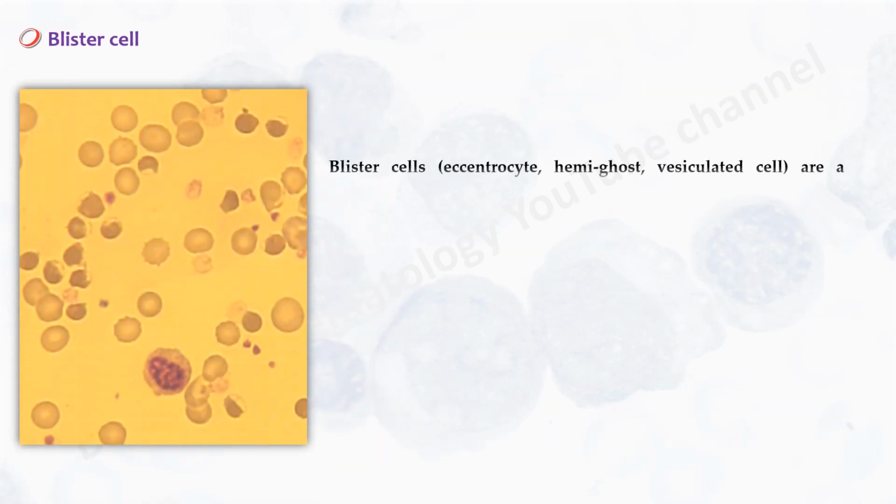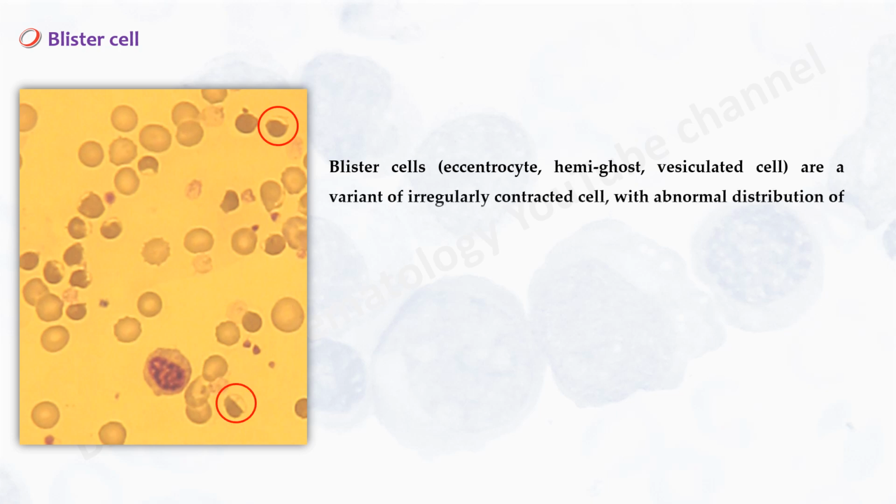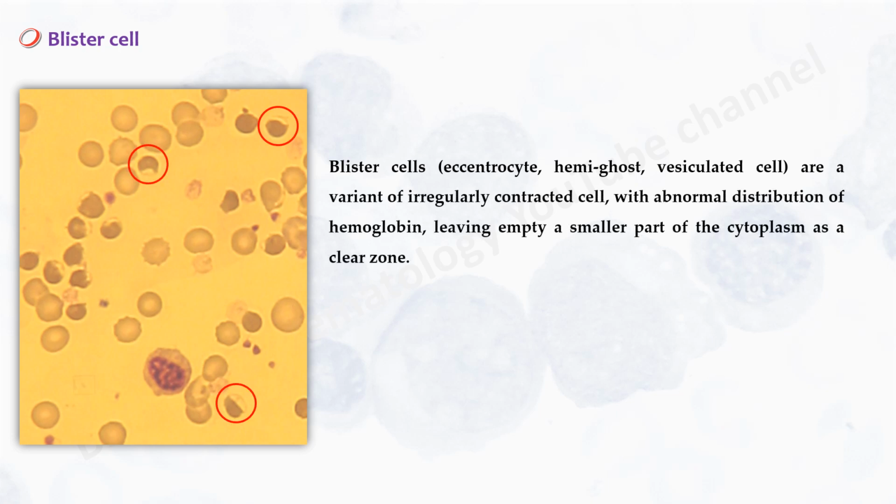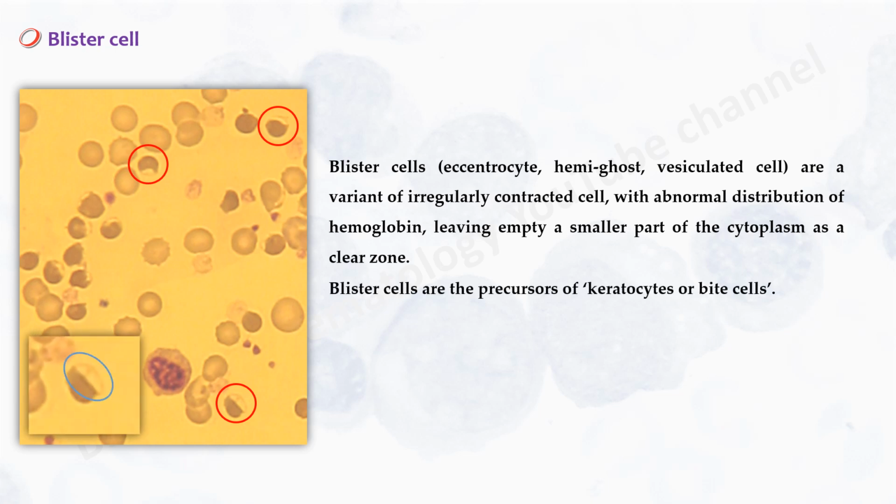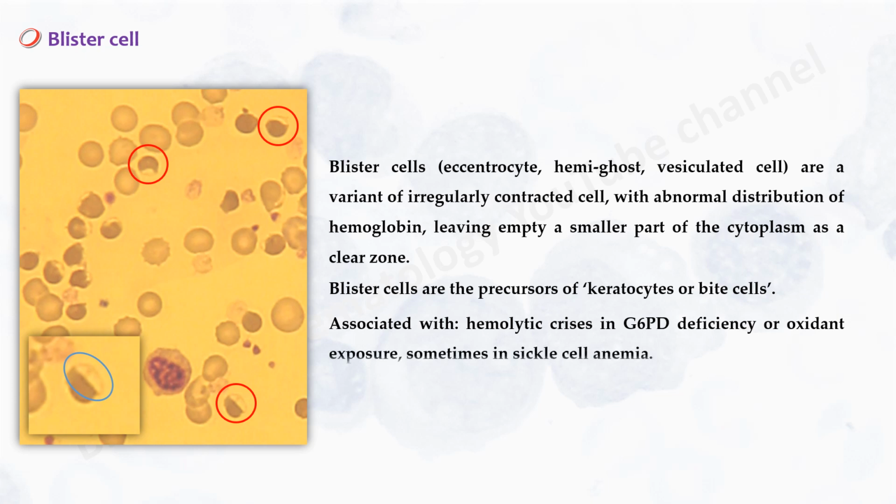Blister cells are a variant of irregularly contracted cell, with abnormal distribution of hemoglobin, leaving empty a smaller part of the cytoplasm as a clear zone. Blister cells are the precursors of keratocytes or bite cells. Blister cells are associated with hemolytic crises in glucose 6-phosphate dehydrogenase deficiency or oxidant exposure, and sometimes in sickle cell anemia.